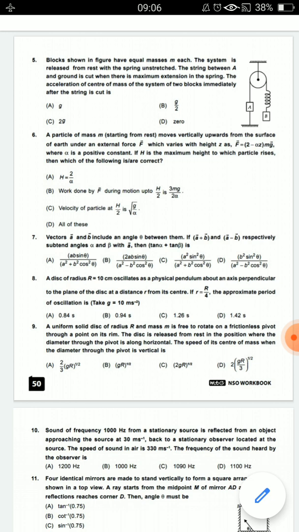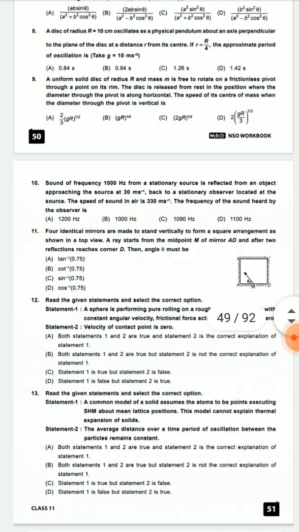So here it is given as 2 gR by 3 whole to the power 1 by 2, or half. That is option number D. Okay, come to the next part. Question number 10.